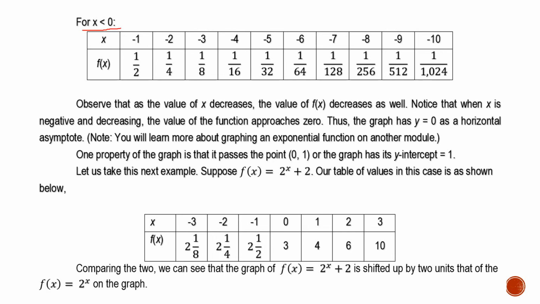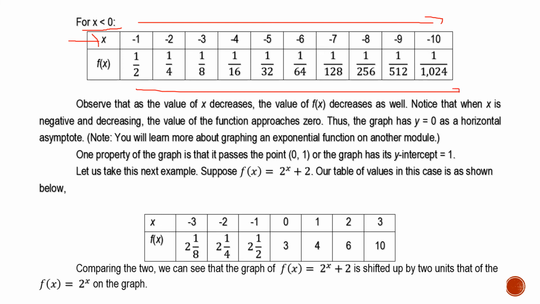Now for x less than 0, meaning the values of x are negative numbers. When the value of x decreases, as you can see here, the value of f(x) also decreases. If you try to observe, as mentioned in this slide, as the value of x decreases, the value of f(x) decreases as well. Notice that when x is negative and decreasing, the value of the function approaches 0.